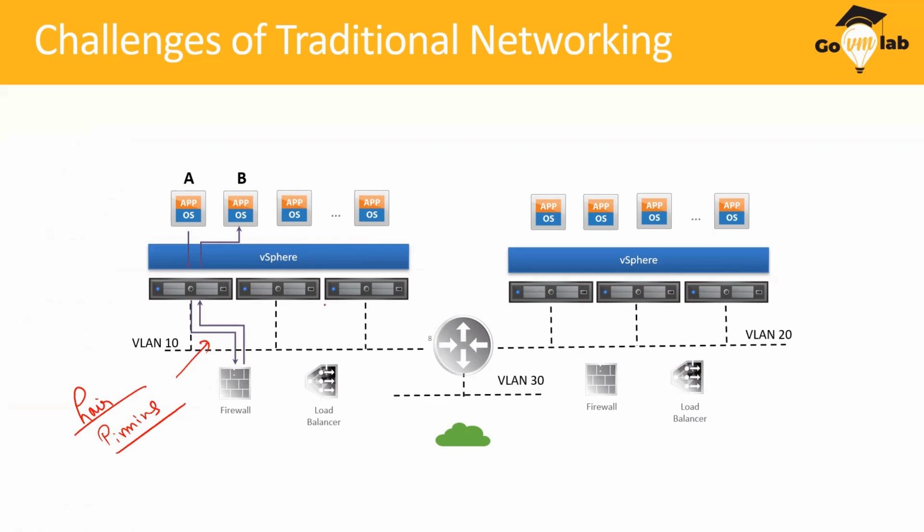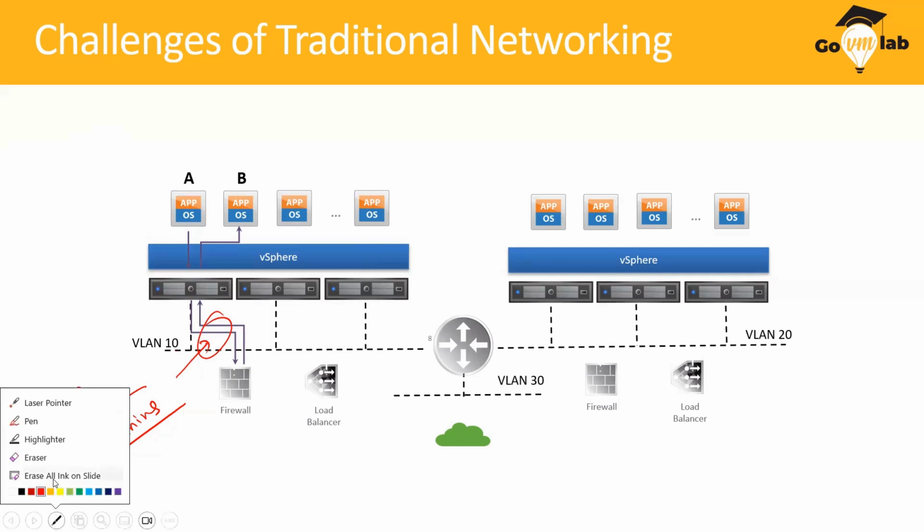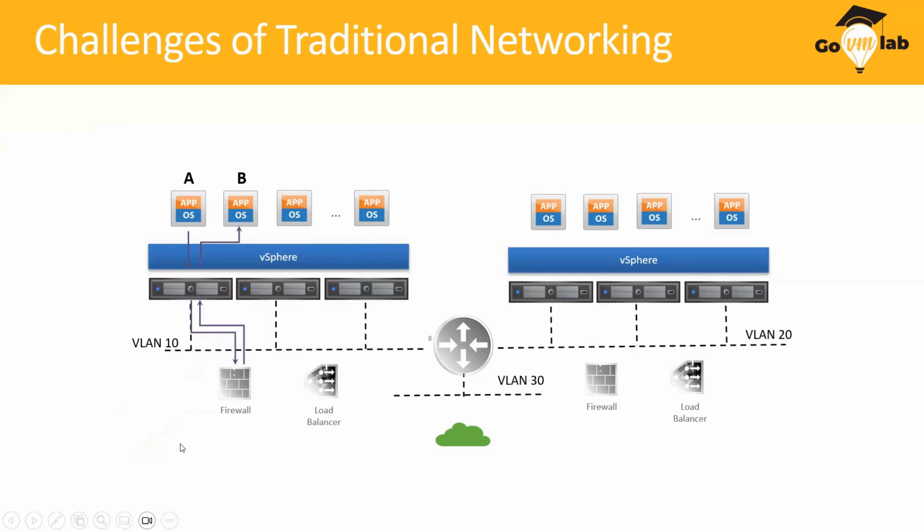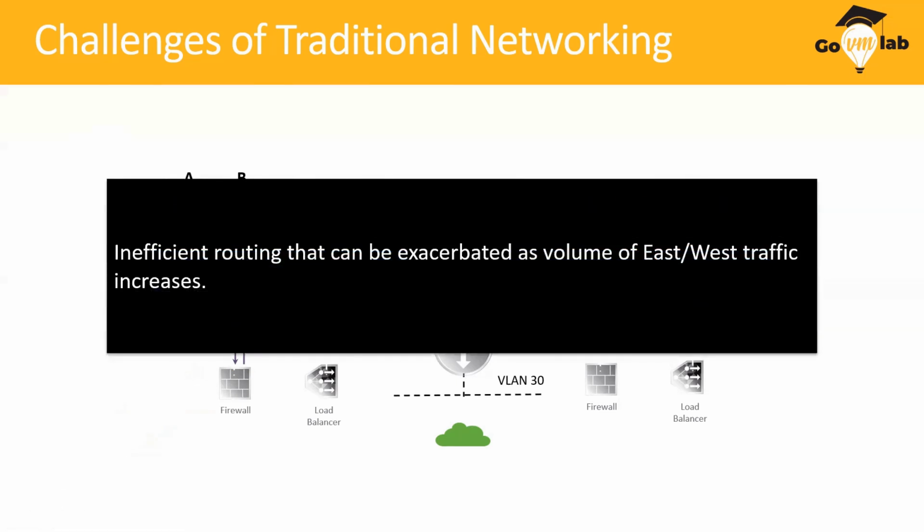Hairpinning means that though you have distributed workloads, distributed across multiple ESXi hosts or maybe the same ESXi host, whatever you want to call it, you are still creating a bottleneck by implementing this hairpinning, where all the traffic is pointed to one single device, the inspection happens, and then it is reverted back, right? Hairpinning is the classic problem in your physical networking world, and that is the reason it introduced a lot of inefficiency in your data center operations. So that's the first problem.